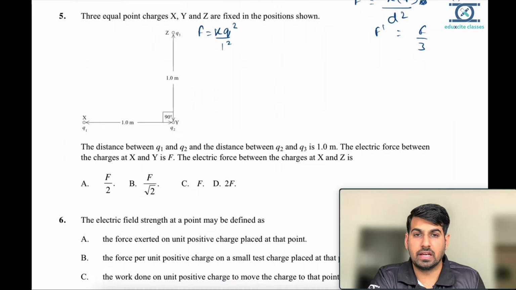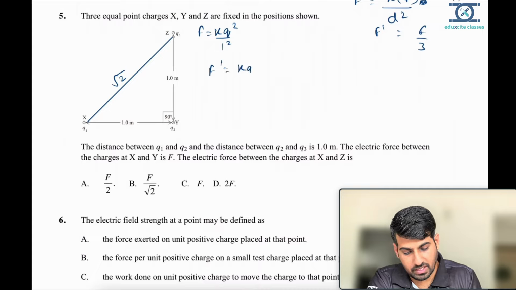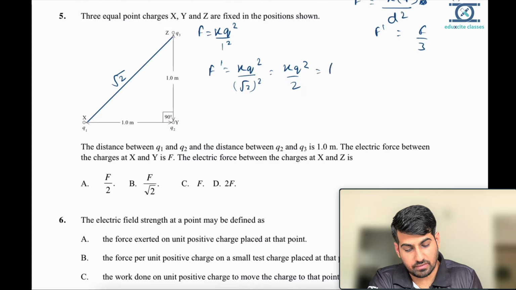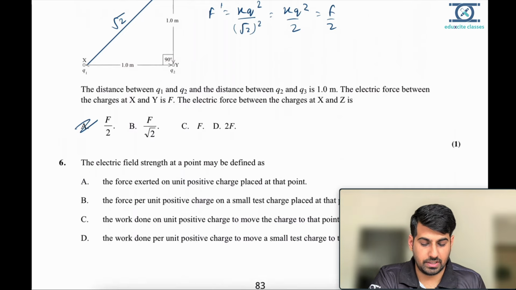Okay. So the electric force between the charges x and z will be, now we know that x and z distance is what? This, which will be root 2 times 1, Pythagoras. So the new force F dash will be K again q square upon root 2 square, which will be K q square by 2. So this is K q square, so I can write F by 2, which is option A. So question number 5, option A.